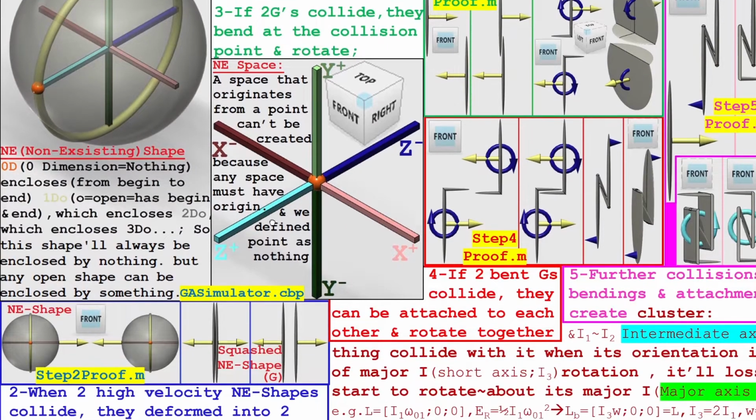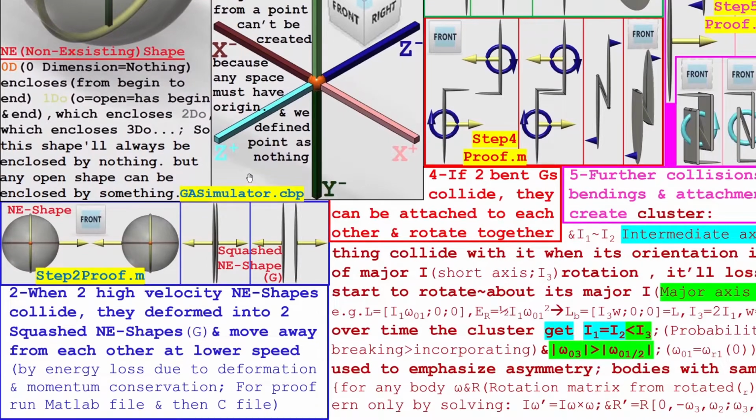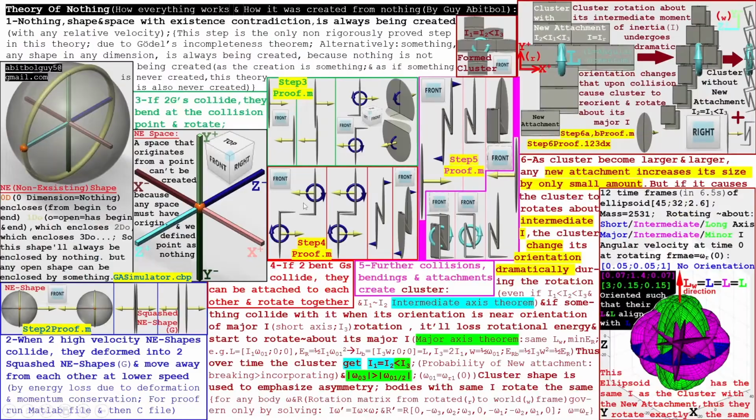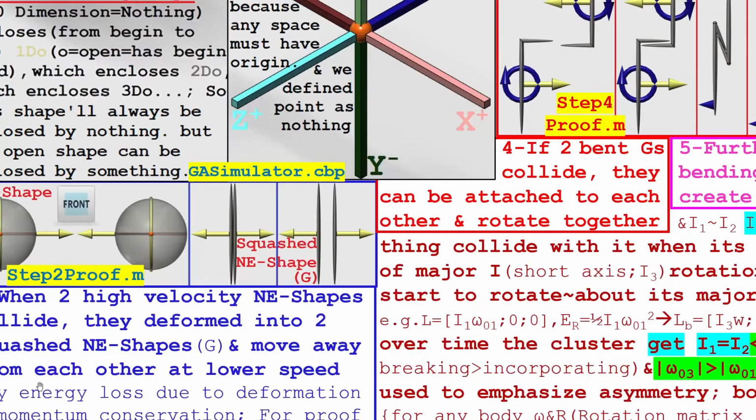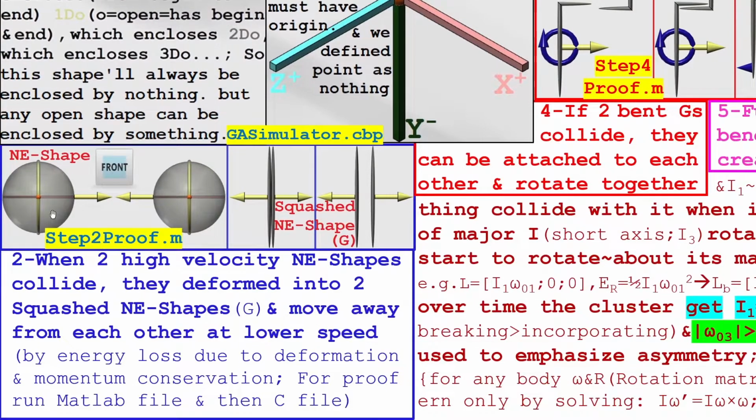The following steps are proven qualitatively and demonstrated through 8 files of 3-dimensional pictures and 44 files of MATLAB simulations that are attached in the description. The certainty of the proofs is definite, because it is based on the pure derivation of classical mechanics as a mathematical theory. See Appendix. Step 2. When two high-velocity non-existing shapes collide, they deform into two squashed non-existing shapes and move away from each other at lower speed. These squashed non-existing shapes will be referred to as g-particles.